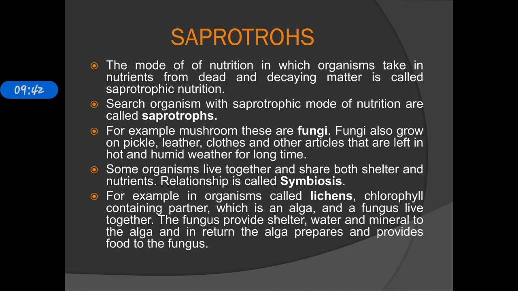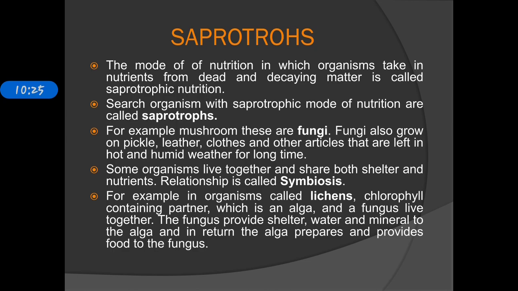Next, saprotrophs. The mode of nutrition in which organisms take in nutrients from dead and decaying matter is called saprotrophic nutrition. Here, on whatever is decaying, some organisms grow. Such organisms with saprotrophic mode of nutrition are called saprotrophs. For example, mushroom, these are fungi. Fungi also grow on pickle, leather, clothes, and other articles that are left in hot and humid weather for a long time.